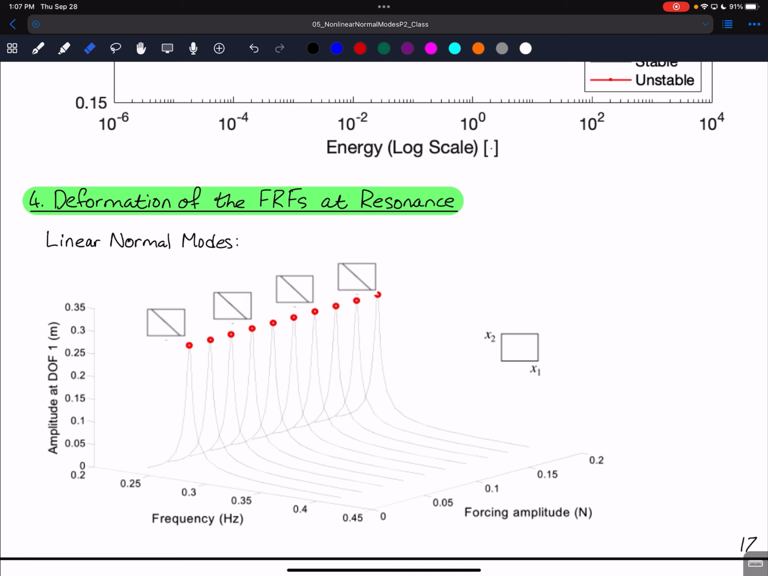If you compute the frequency response function for a linear system for a varying forcing amplitude, what you find is that they're all the same, because it's a linear system and by definition it should be the same. And then you could connect all of these by a single line, and that would then give you the curve in a frequency energy domain.